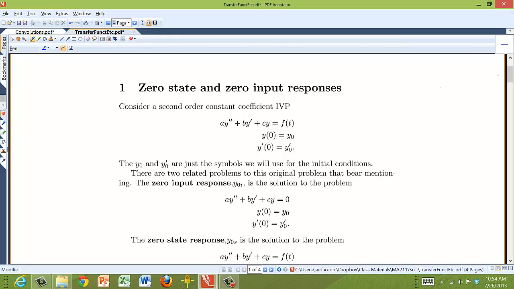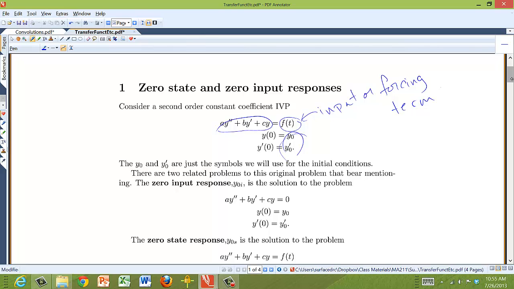It doesn't really matter. So we've got this second order ODE, and it has a forcing term or an input term here. And we have some initial conditions, and I'm just doing this very, very generally, so I'm not going to specify what everything is. I'll just do it all in terms of these unknown coefficients, okay? So there are two problems that are related to this original problem that are worth mentioning.